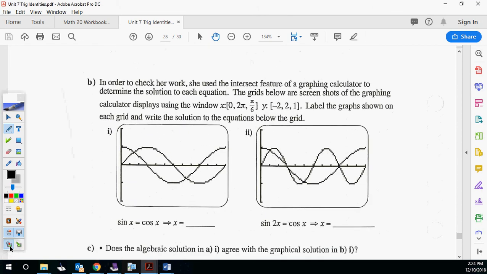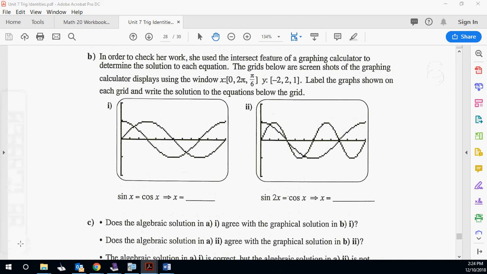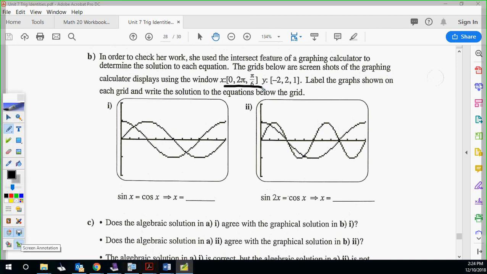Let's go and take this to the calculator. Okay? You can go and take it there with you. Here's the window you're using. 0 to pi, pi over 6, the one we usually use. Negative 2 to 2 with 1 for your scale. And these are the graphs you're going to get. Okay? I will go ahead and pause the video, let you guys get there.